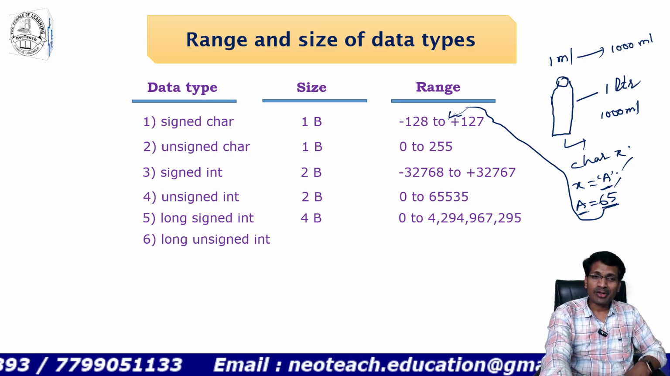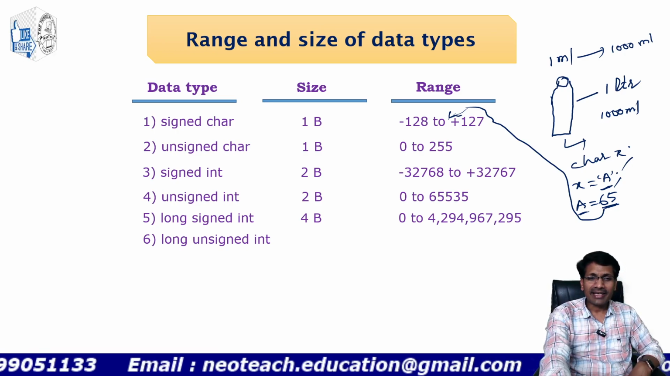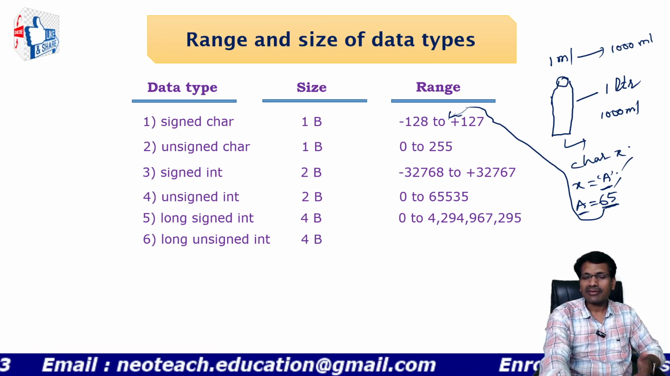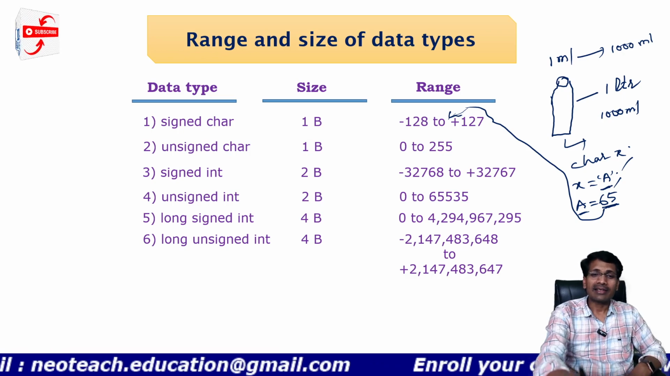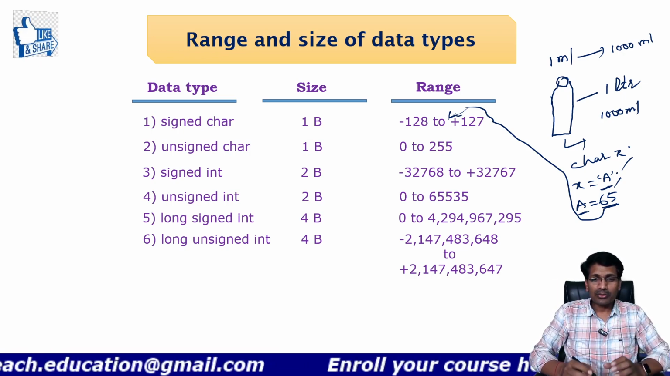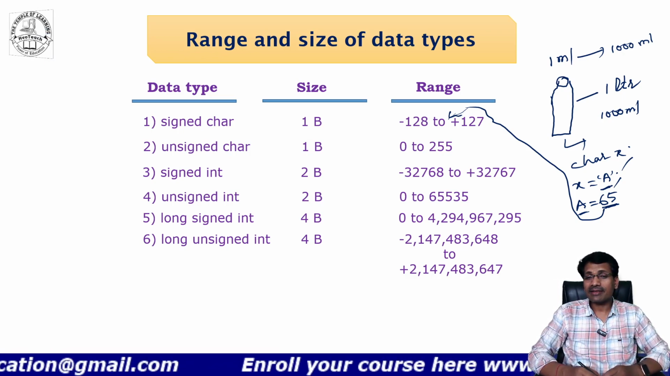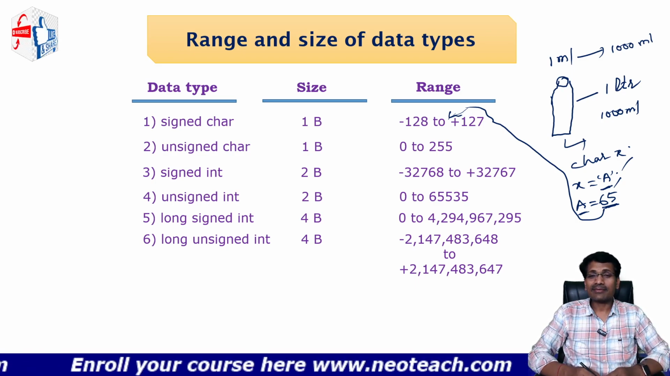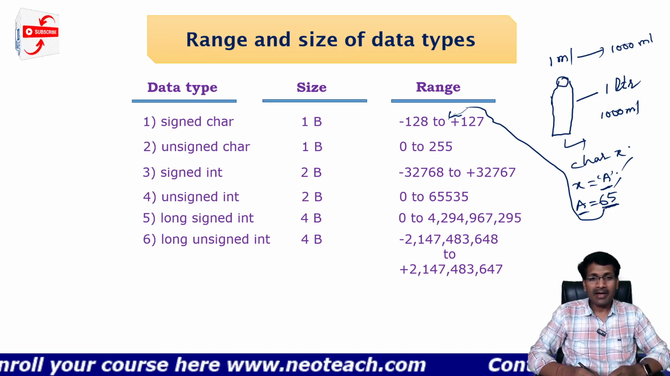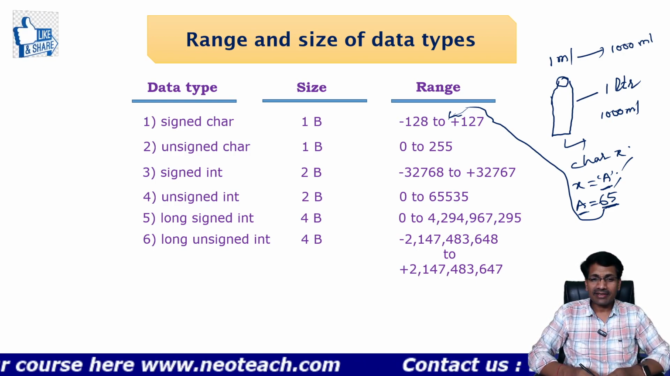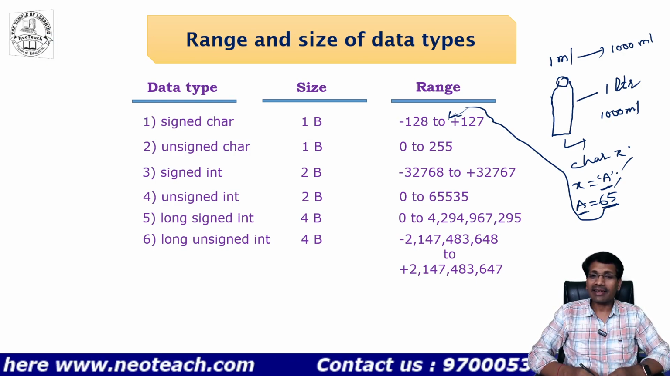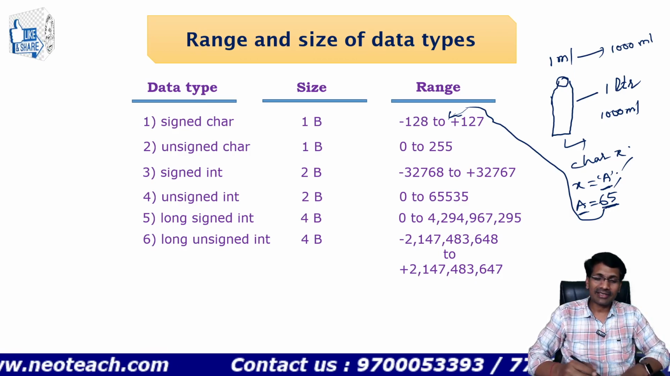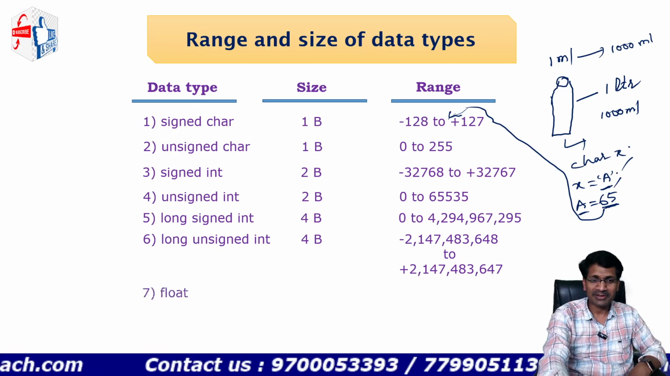And when we talk about the long unsigned integer, it also has 4 bytes, and here the minimum value it takes is minus 2 billion 147 million 483,648 to 2 billion 147 million 483,647. Such a value it supports.